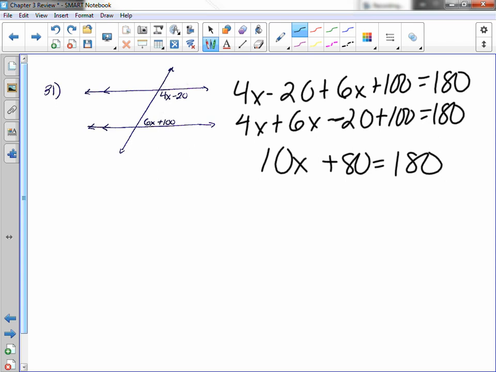Why was the 20 negative? Well, it was already negative to begin with, yes? It's not that I changed the signs on that. Since it was already negative, we just combined them. If like terms are on the same side of the equal sign, you just combine them. Just put them together, add them together.